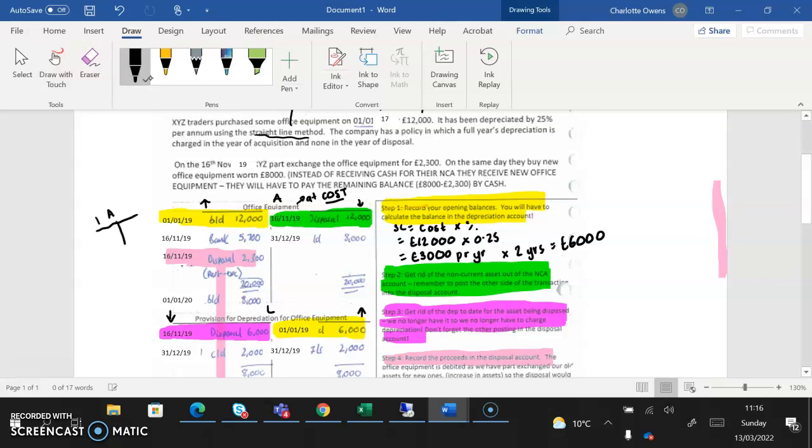So in my bank account, I will have lost 5,700, but I have gained £5,700 of office equipment, and we can see that these two together do boost our balance by £8,000. So that is how we account for the remaining balance. Really simple, it's just that we pay off the amount that is left to pay. We don't have to pay the full amount.